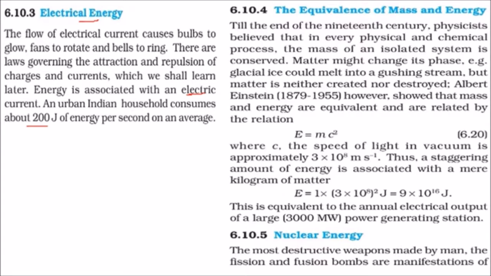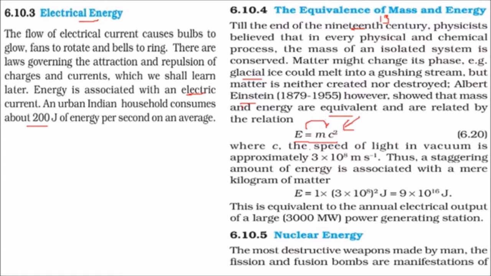The equivalence of mass and energy. Till the end of the 19th century, physicists believed that in every physical and chemical process, the mass of an isolated system is conserved. So matter might change its phase, for example glacier ice will become a stream, but matter is neither created nor destroyed. Then came Albert Einstein. He showed that mass and energy are equivalent, and they are related by a very famous equation, the Einstein equation, E = mc². c is the speed of light in vacuum, 3 × 10⁸ m/s.